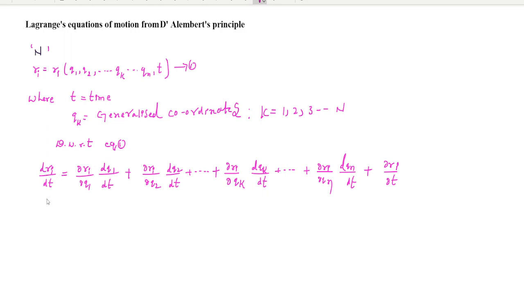The rate of change of position is nothing but velocity, which in classical mechanics we represent as r dot, which means velocity here. It equals summation k equal to 1 to small n of the partial derivative of ri with respect to qk times qk dot, plus the partial derivative of ri with respect to t.